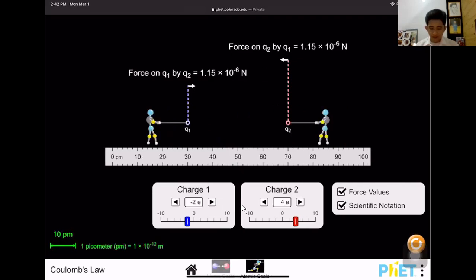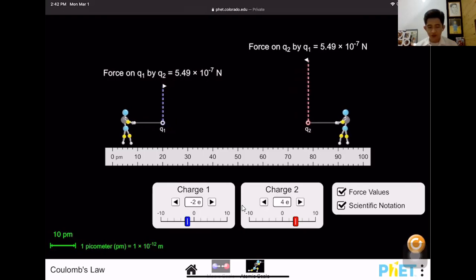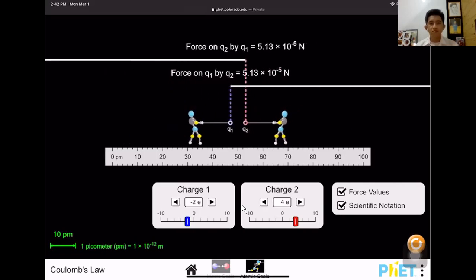Let's try the atomic model. We have negative 2e here and 4e. You will notice that if we separate them much farther, the force of attraction is getting smaller. But if we place them very near to each other, you'll notice that the force becomes much greater compared to the one we had before.